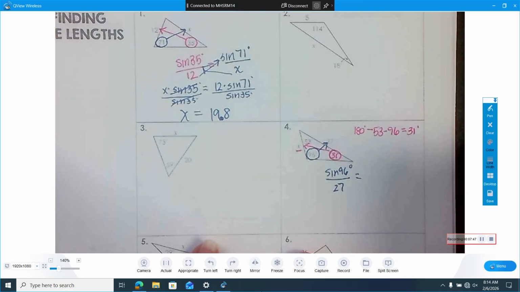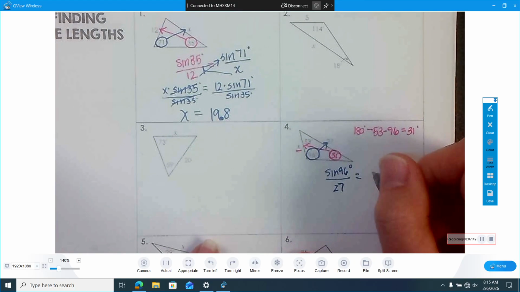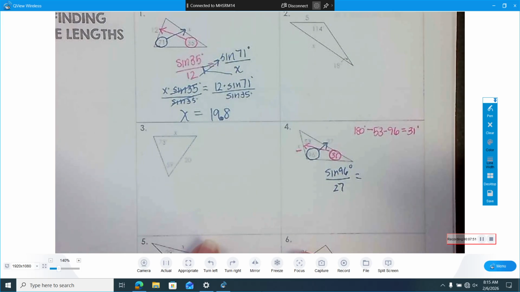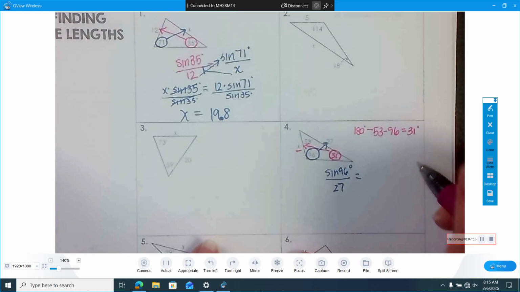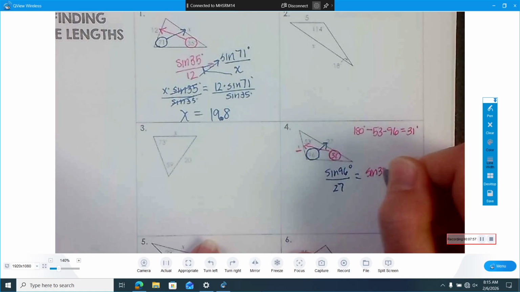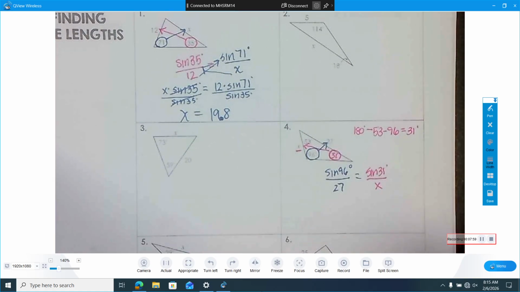It's not a sin. You call it... It is not a sin. It's sine. No. Sine 31. Sine of 31 degrees over x. Thank you very much.